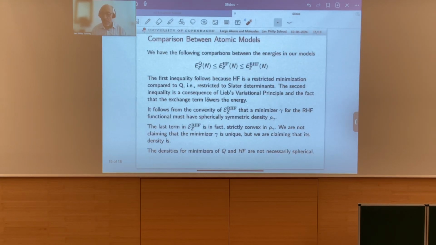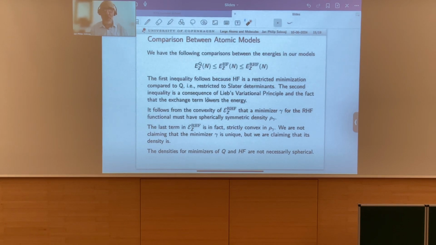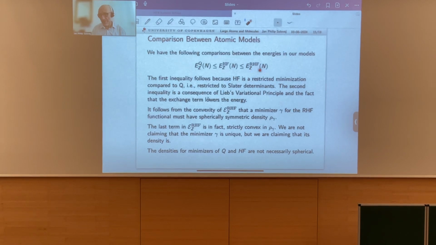And let me just, I'm coming to the end, but let me do the comparison between these atomic models. The Hartree-Fock was a restriction of the minimization of quantum. In quantum, we minimize over all wave functions. In Hartree-Fock, we minimize over Slater determinants. So therefore, the Hartree-Fock energy is bigger than or equal to the quantum energy. In the reduced Hartree-Fock, we remove a negative term, the exchange term, so we get something bigger.